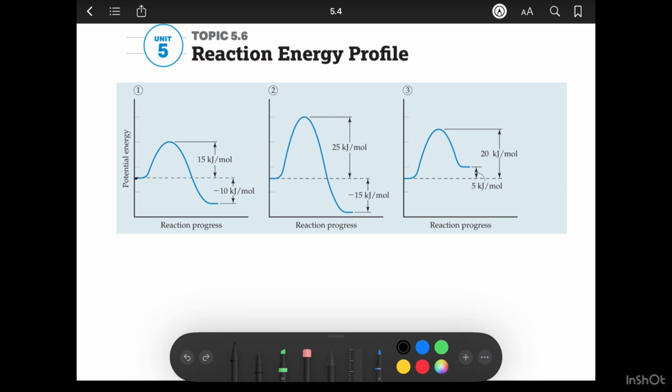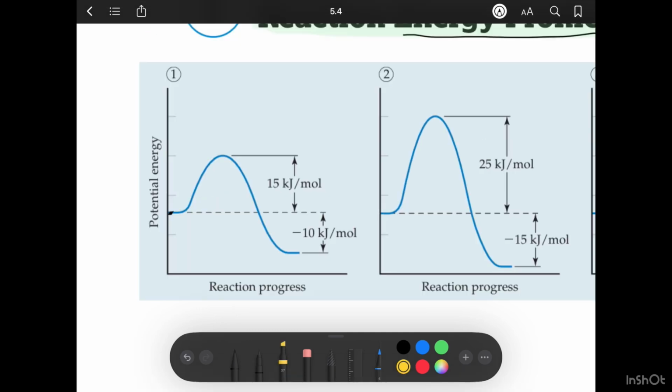Let's start talking about section 5.6, which is all about reaction energy profiles. We used to define certain types of reactions as exothermic or endothermic. But the question is, how can we represent these types of reactions in terms of graphs? The first thing to keep in mind is that we have a y-axis and an x-axis. The y-axis is labeled potential energy, whereas the x-axis is reaction progress, sometimes called reaction pathway, and sometimes called reaction coordinates, which is going to be used a lot.